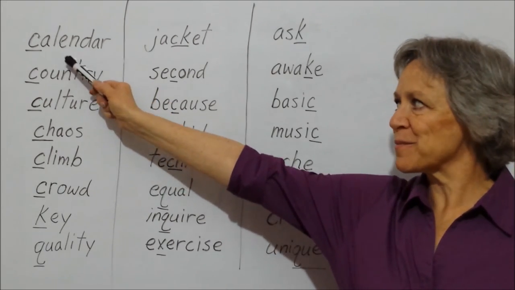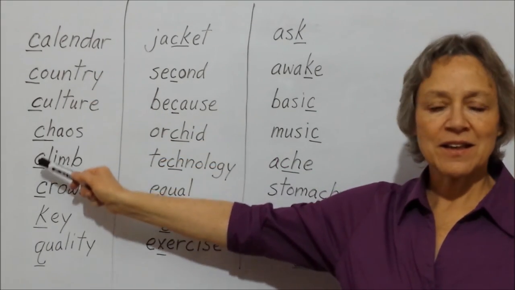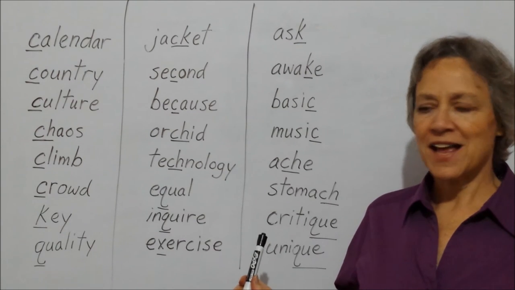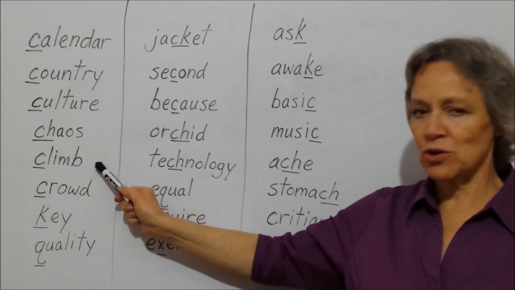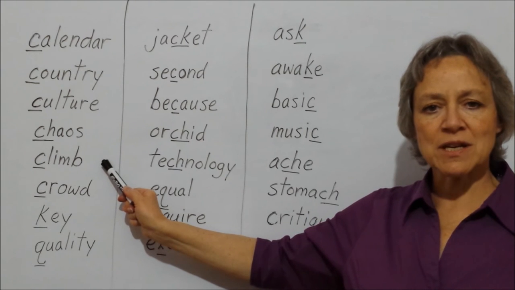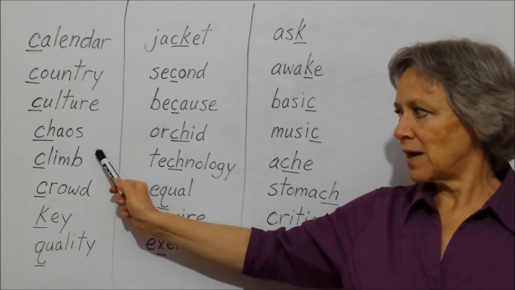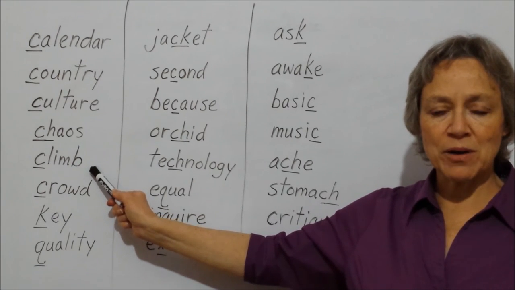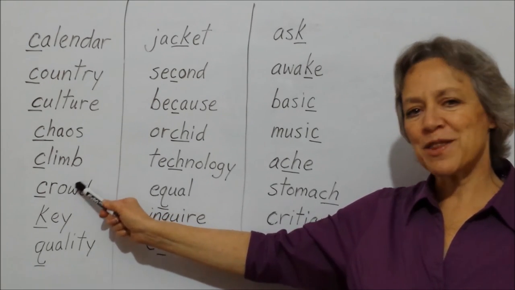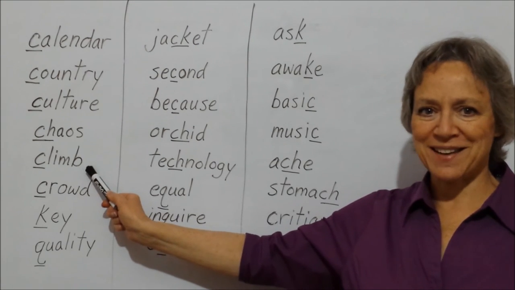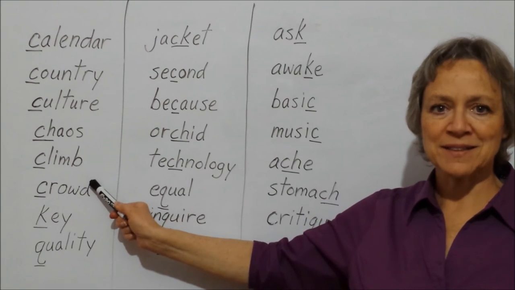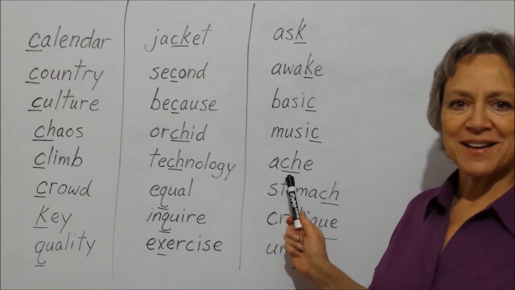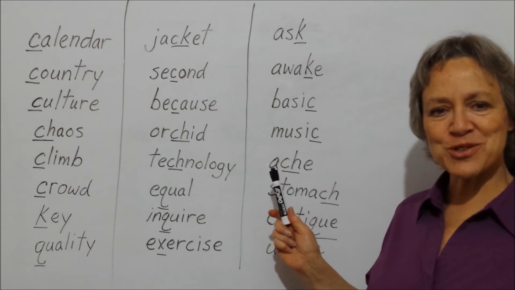Notice, please, that I have underlined the letter or letters that make the K sound. And also, please notice in this word that I did not pronounce the letter B. If you have a question about that, you might want to take a look at my video about the sound B. But in this word, we don't pronounce B. Okay? So this was climb. Let's continue on to the next column. Please practice saying these words with me.